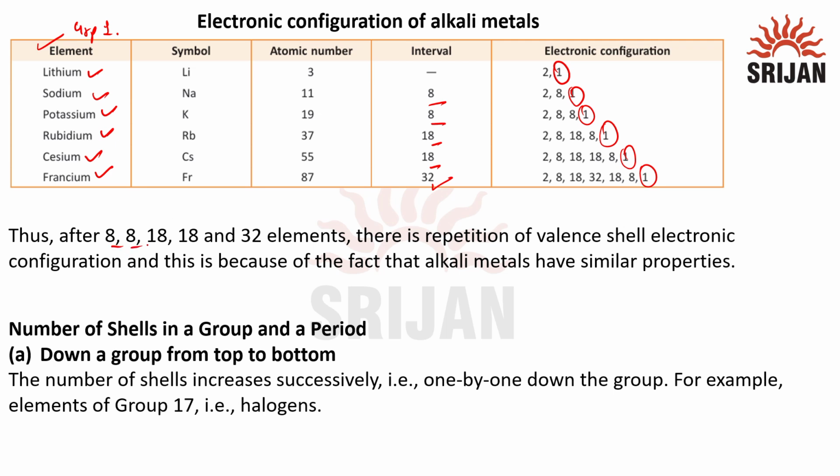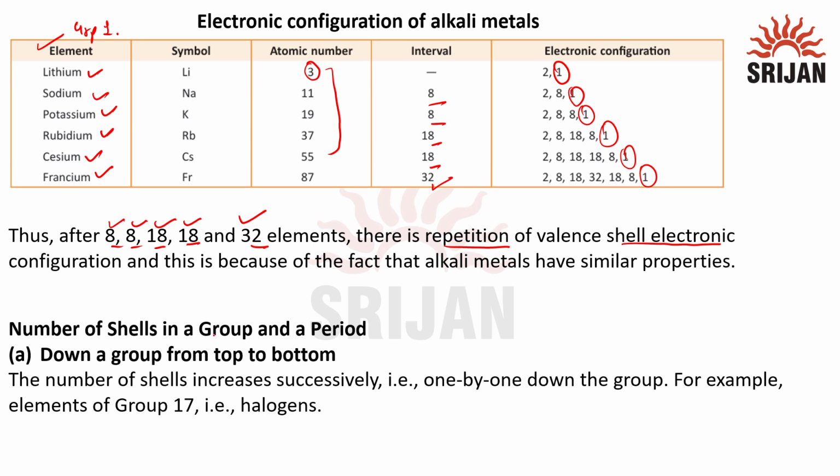Thus after 8, 8, 18, 18, and 32 elements, there is a repetition of the valence shell electronic configuration. So here it is confirmed that if we talk about their atomic number, if the difference in atomic number is 8, 8, 18, 18, and 32 in a repeated manner, there will be the same chemical properties, or the periodicity of properties, right?